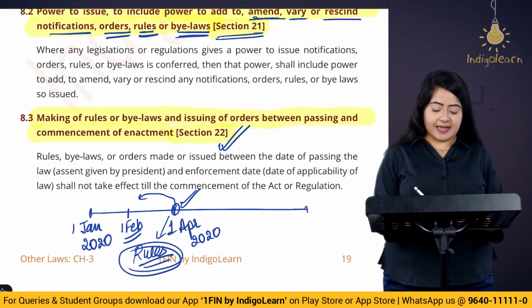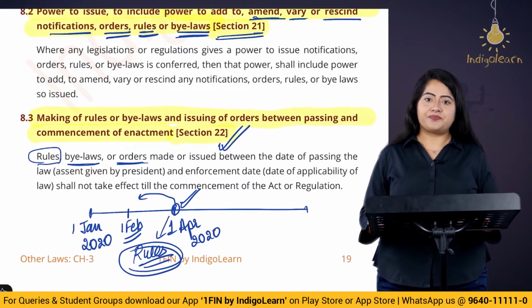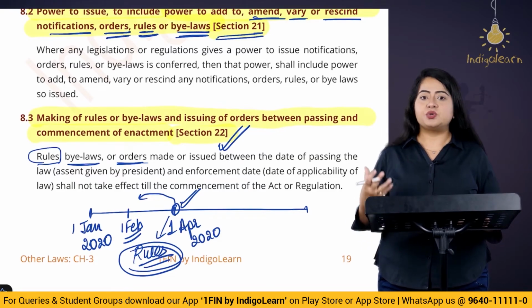Now this particular section is applicable on the rules or any bylaws or any orders which are passed with respect to an enactment. They are going to be applicable from the date when the statute is applicable.